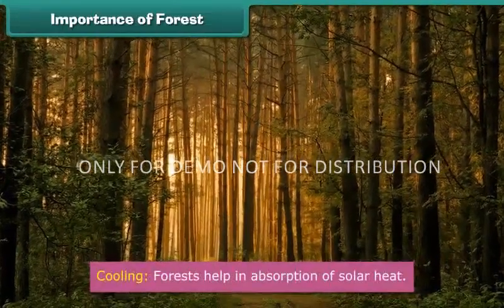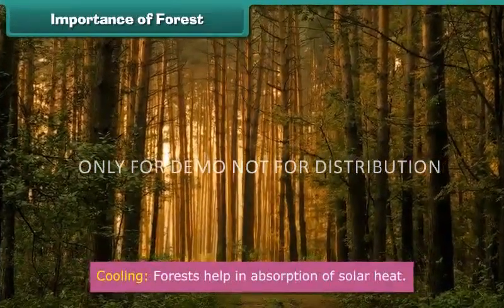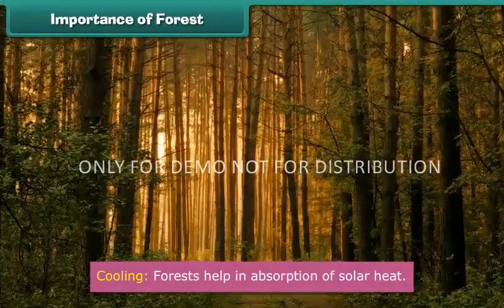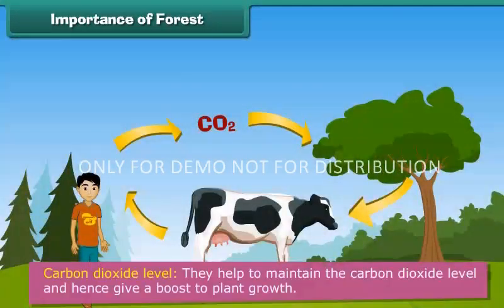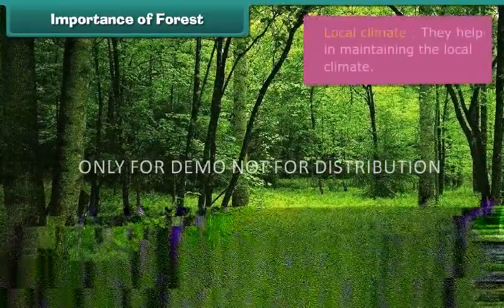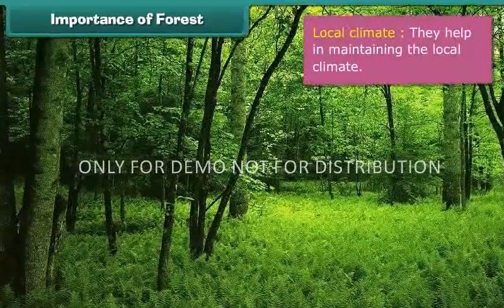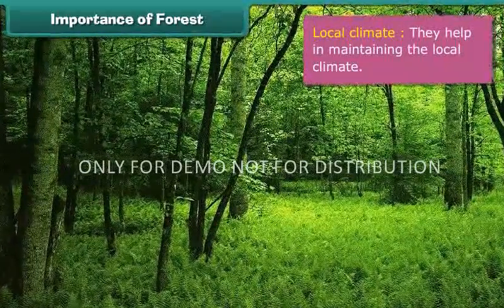Cooling. Forests help in absorption of solar heat during evaporation and transpiration. Carbon dioxide level. They help to maintain the carbon dioxide level and hence give a boost to plant growth. Local climate. They help in maintaining the local climate and hence help fight climate change.